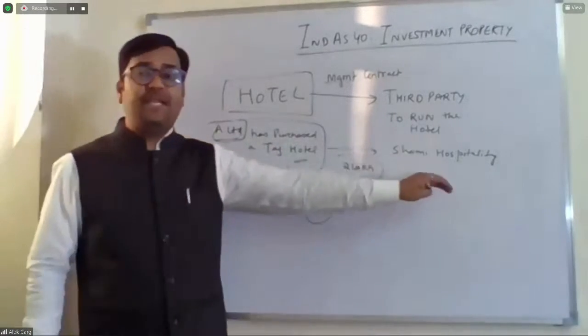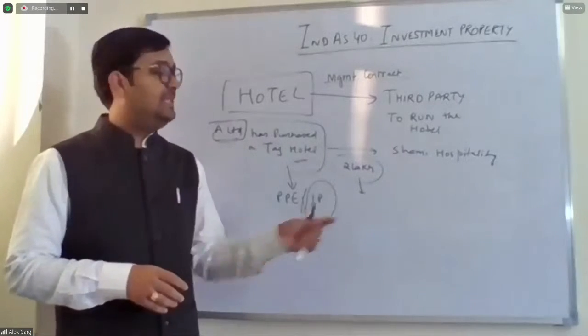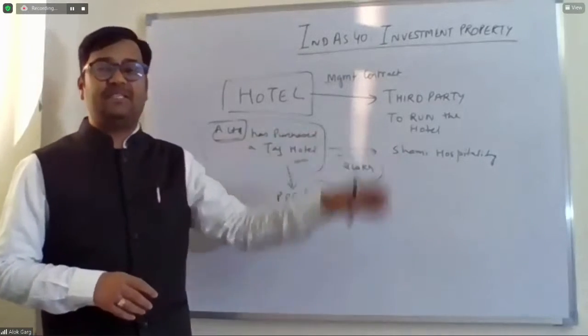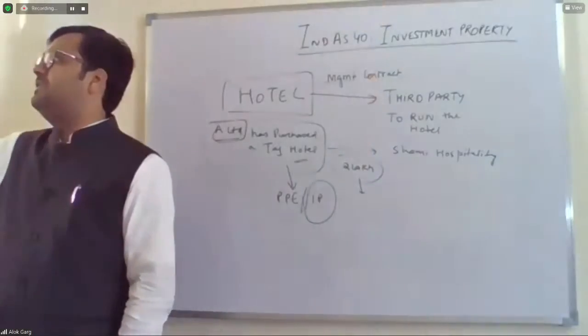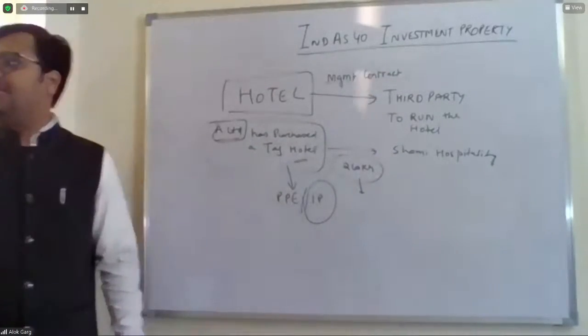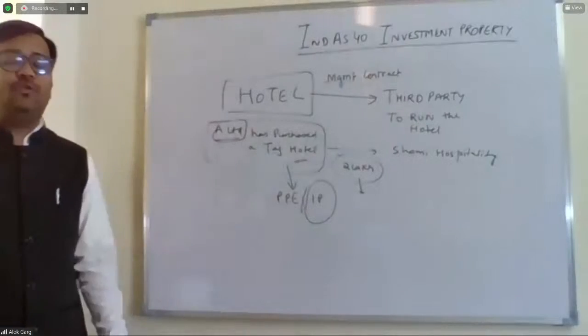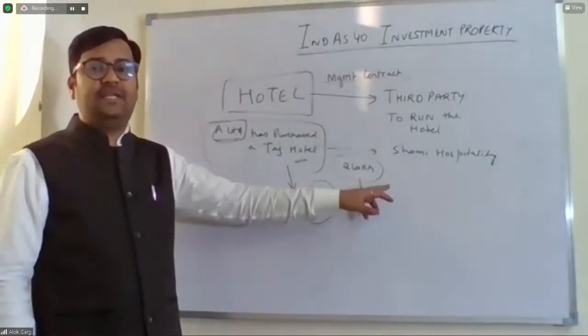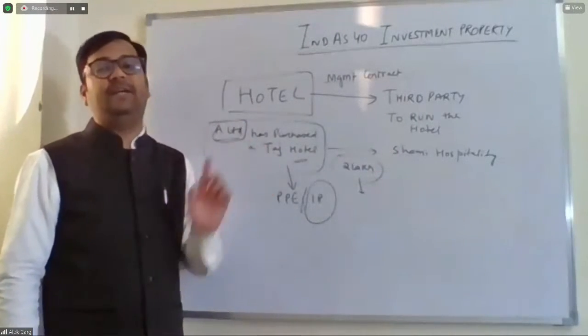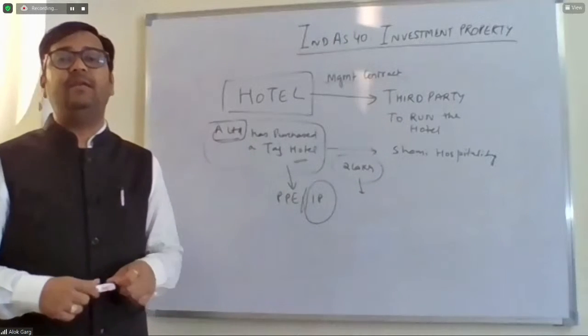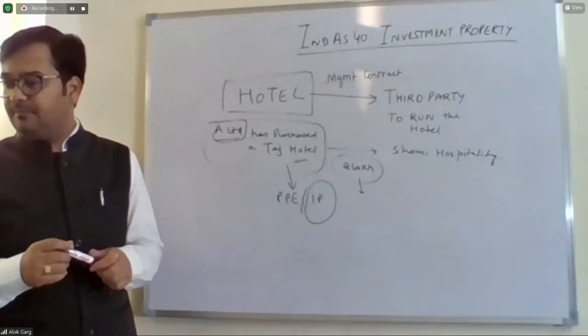But in the books of semi-hospitality, for example, if this has been taken on a lease basis, it will show it as a right of use asset, and that right of use asset will be classified under Ind AS 16, property, plant and equipment.